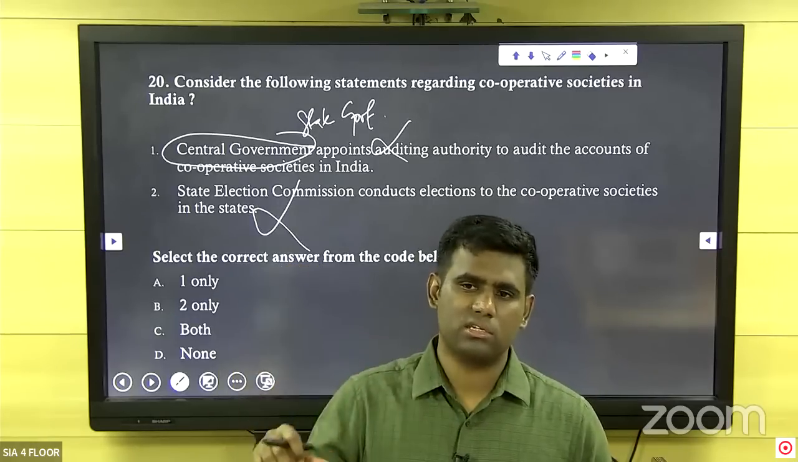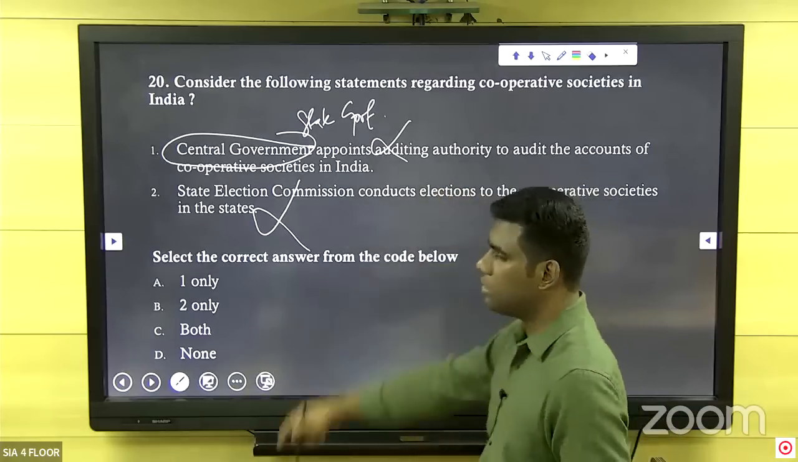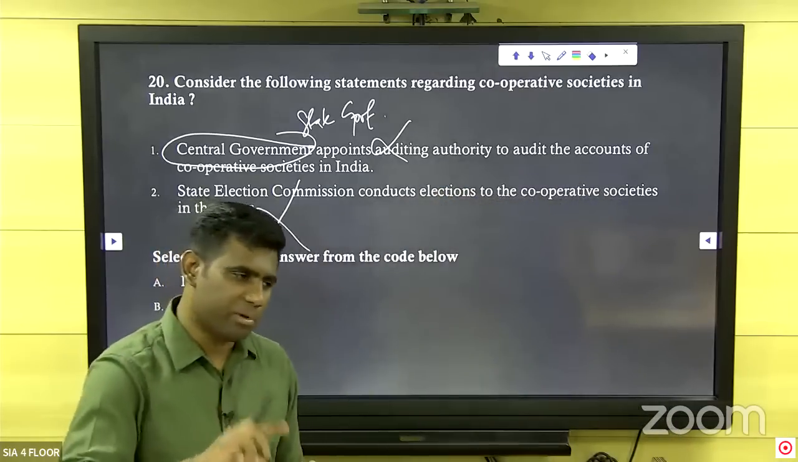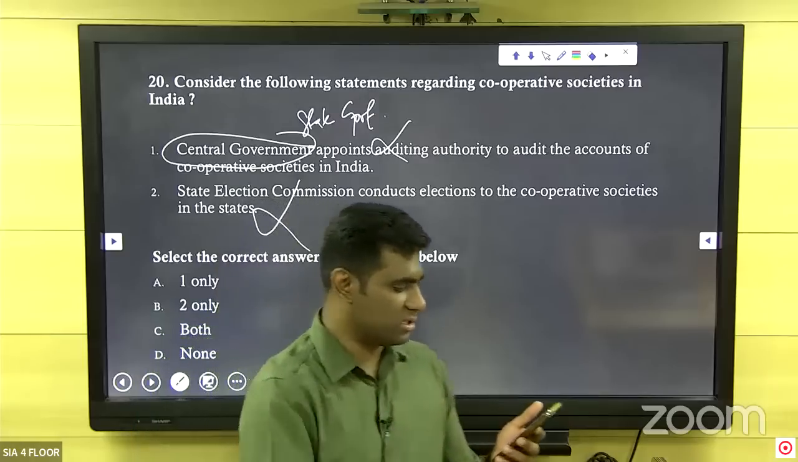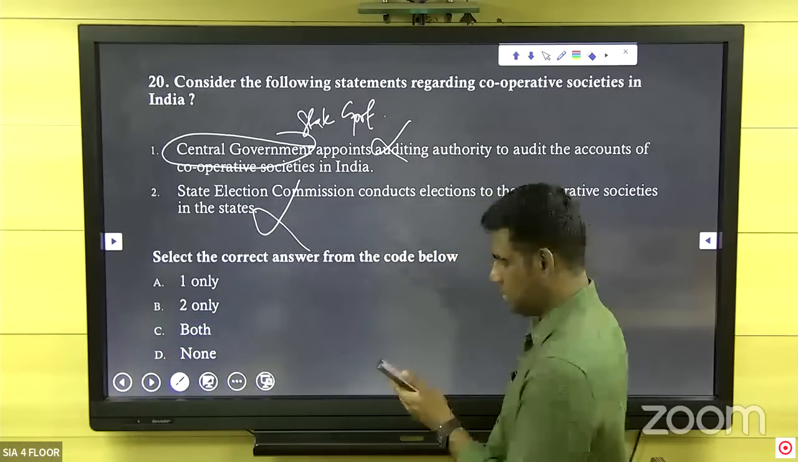So every state legislature would have constituted their own body. So it is not the state election commission which has the power of holding elections to cooperatives. It is a separate state cooperative election commission. Okay, so on their own. That's very good. That's also correct.